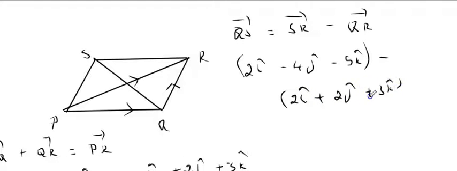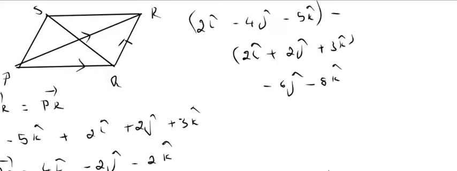When I subtract both, 2i and 2i will get cancelled, minus 4j minus 2j will give you minus 6j, and minus 5k minus 3k will give you minus 8k. Or I can take the negative symbol out and write it as minus of 6j plus 8k.